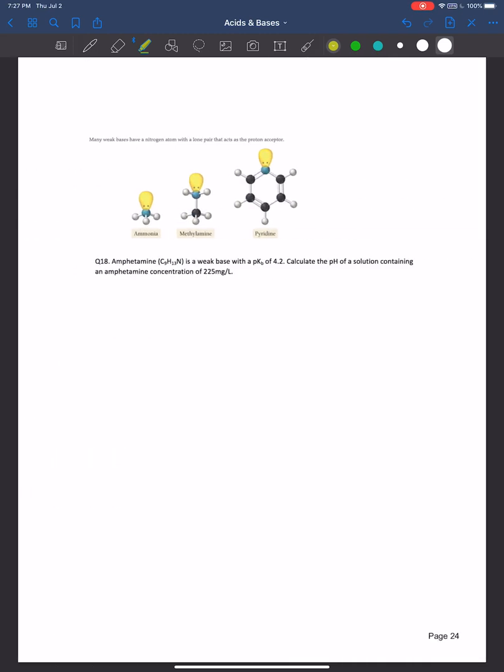All right. Now something I want to make note of, it turns out that many weak bases have a nitrogen atom with a lone pair that acts as a proton acceptor. So you can see here in these diagrams, this is ammonia, you see the lone pair. Methylamine is a nitrogen with a lone pair, and pyridine. They're actually pretty good weak bases, not strong bases, but they're weak bases. And I wanted to show you what happens here.